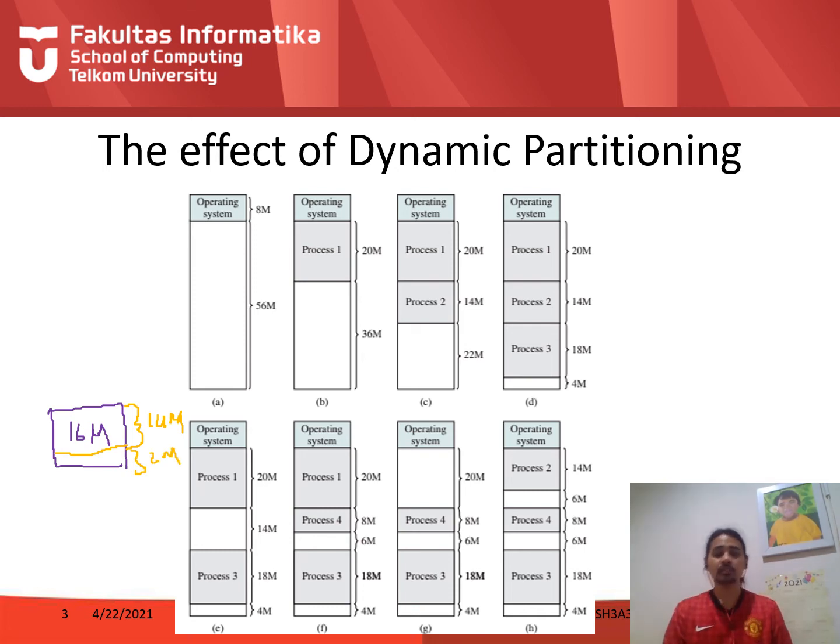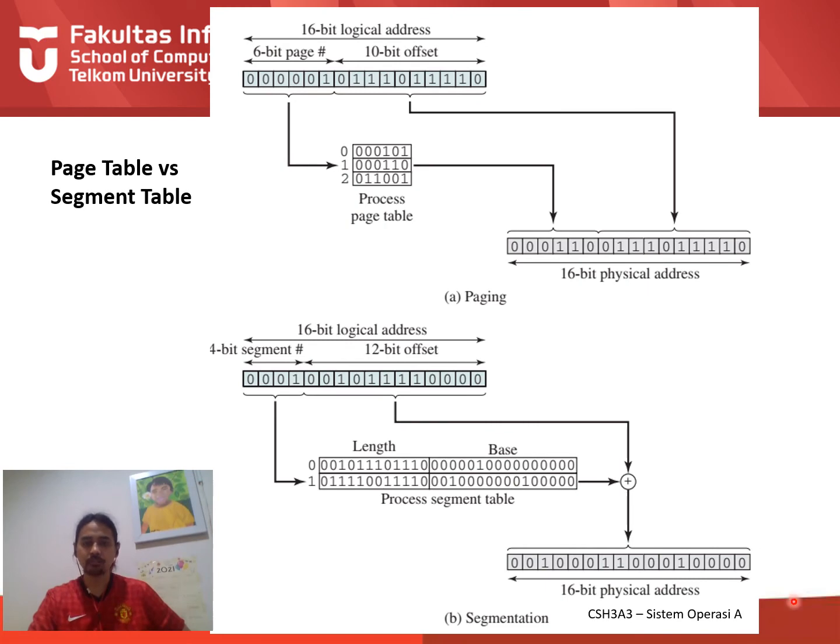This looks like a slightly better solution than paging, but you can imagine that in paging the page table is somewhat simplistic. And if we have something like dynamic partitioning, we can imagine the table is more complex, and this we will learn in the next page. So here is a comparison between the page table and the segment table. The page table is here at the top, and the segment table is here at the bottom.